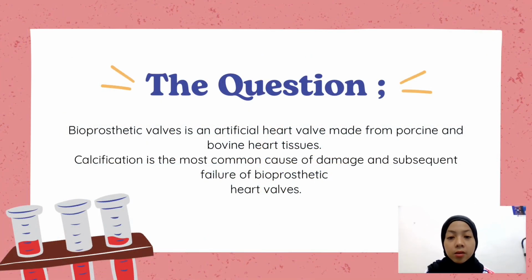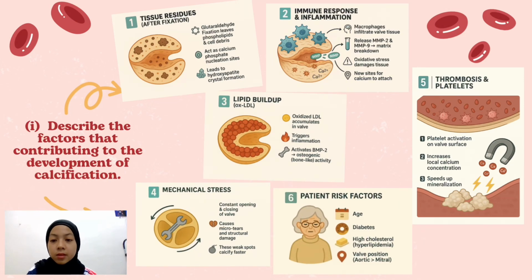The question that we got is: bioprosthetic valve is an artificial heart valve made from porcine and bovine heart tissue. Calcification is the most common cause of damage and subsequent failure of bioprosthetic heart valves. First, describe the factors that contribute to the development of calcification.